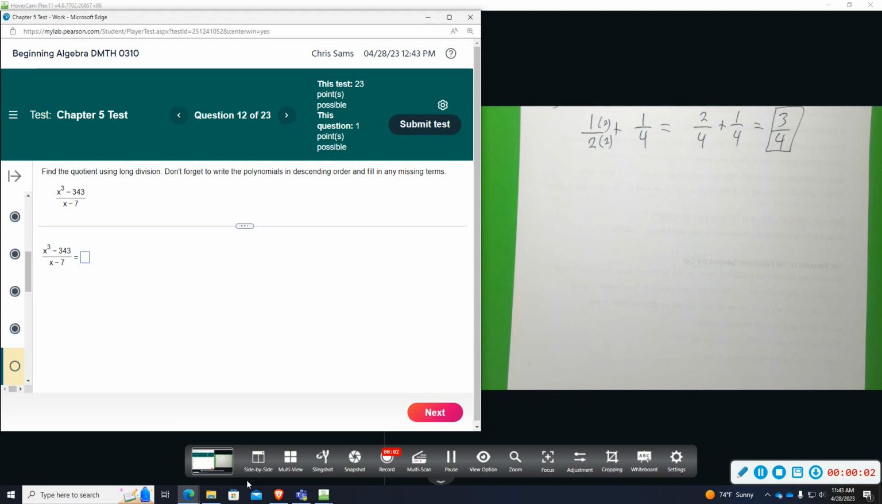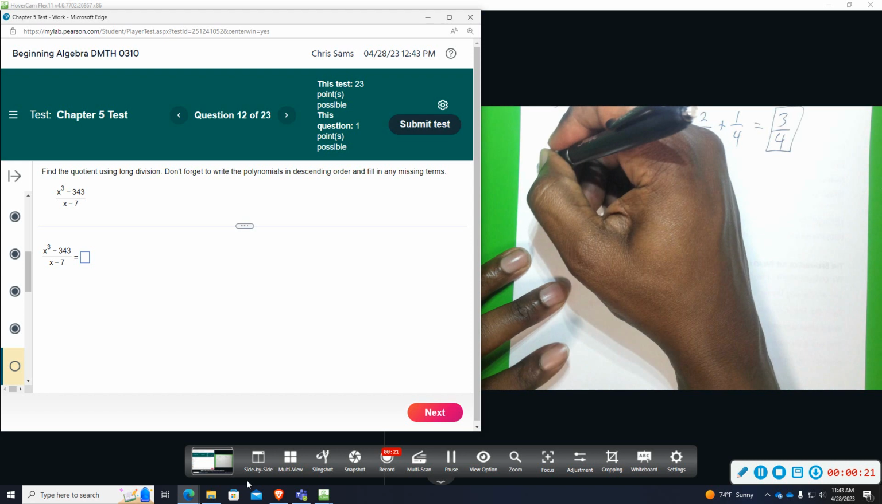All right, question number 12. We want to use long division. However, I'm going to use synthetic. It takes a little bit less time, so you can use any method that you prefer, long or synthetic. Sometimes we have to use long. Sometimes synthetic is going to be better, so I'm going to do synthetic in this example.